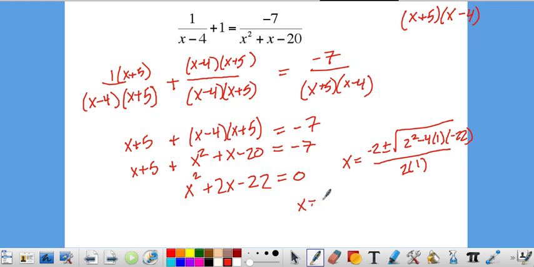Let's get some numbers here. Negative 2 plus the square root of 4 plus 88, divided by 2, looks like 3.79. And then we'll go ahead and do the other answer. So negative 2 minus the square root of 4 plus 88, divided by 2, negative 5.79. And I'd be okay with menu 331 in that case too if you wanted to find other methods to solve that equation, whatever works for you.